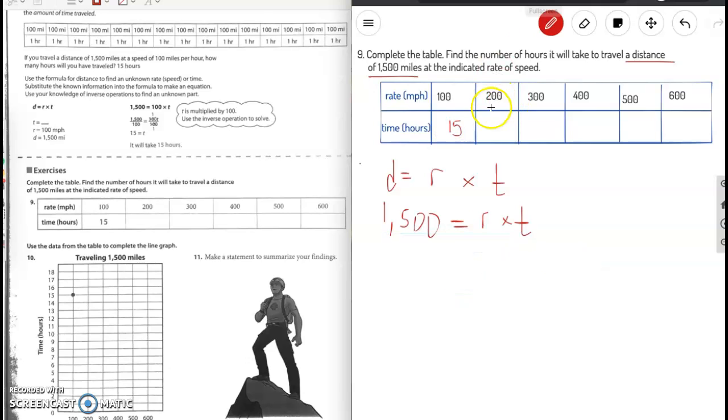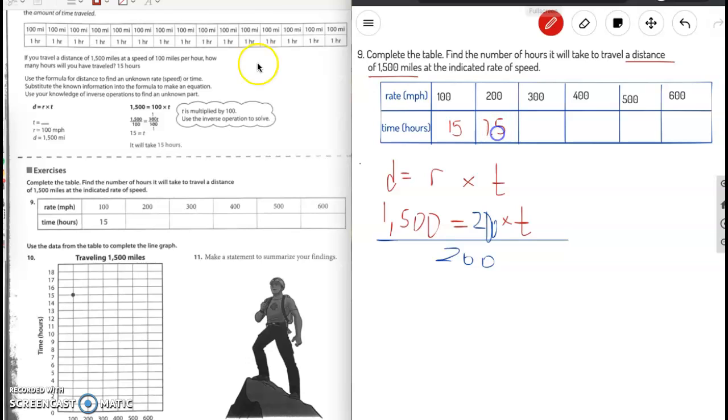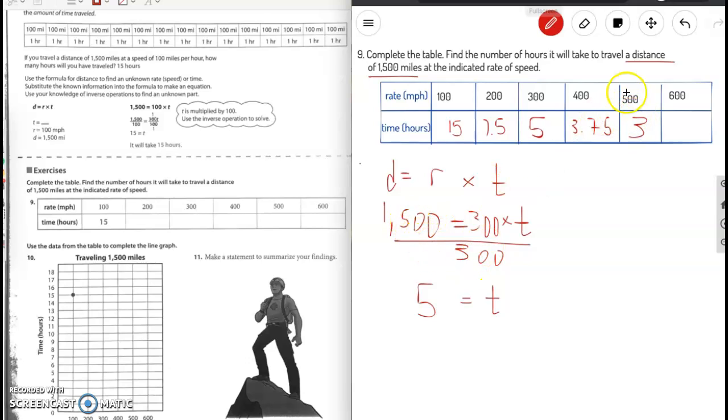Okay, 200. Same thing, but instead the rate becomes 200 miles per hour instead of 100. So this time we're going to do divided by 200, and 1,500 divided by 200 is 7.5 hours. Substitute R for 300 this time. Do you see the pattern here? So basically if you want to do the shortcut version, you're just dividing 1,500 by the rate. So 1,500 divided by 300 gives us the time because 300 cancels out. So this time T will equal 5 hours. So again, you're going to do 1,500 divided by 400 equals 3.75. 1,500 divided by 500, 3. 1,500 divided by 600, 2.5.